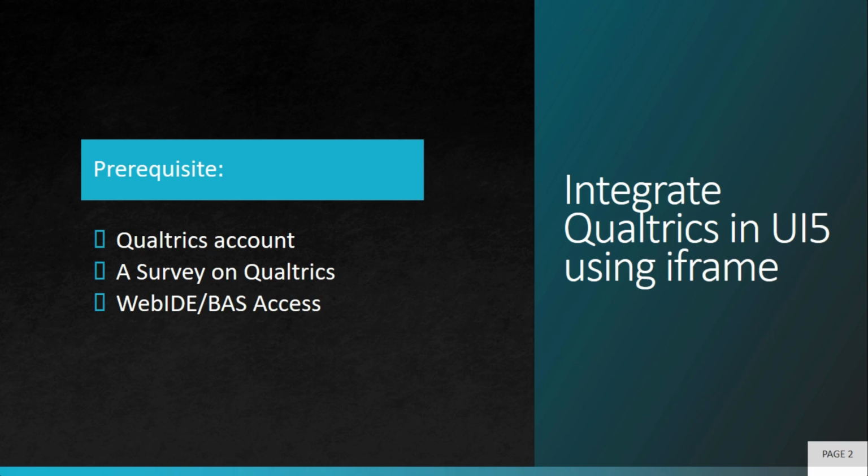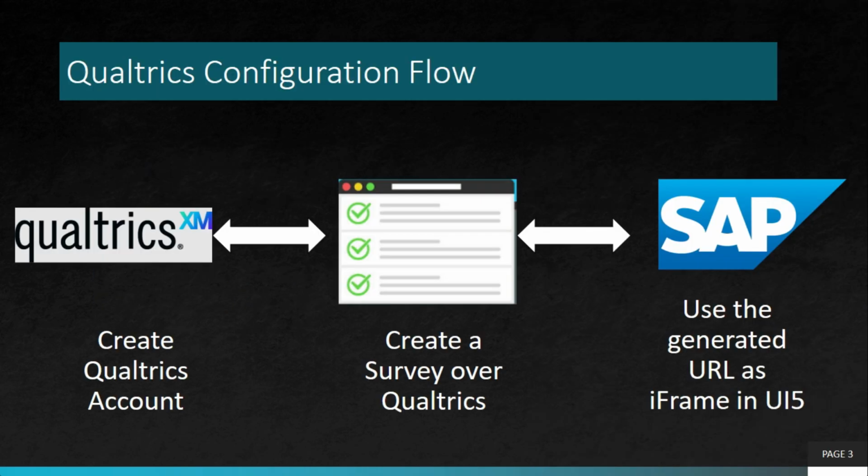There are some prerequisites. You need to have a Qualtrics account already set up. You need to create a survey in Qualtrics. And then you need to have Web IDE access, or Business Application Studio access, where you will write SAP UI5 code. The flow is: you visit the Qualtrics website, create a Qualtrics account, then create a Qualtrics survey. Thereafter, you write a simple line of code in SAP UI5 via iframe and use the survey that you have recently created.